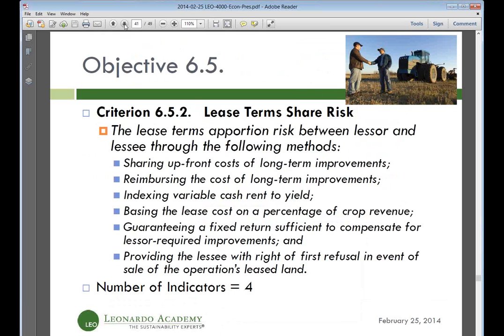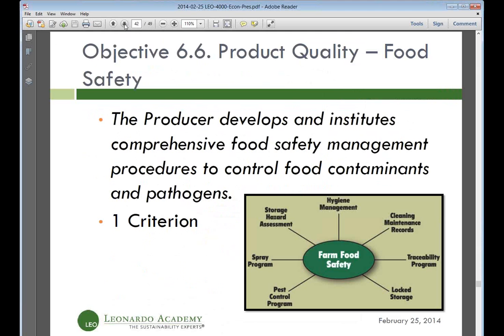And finally, looking at objective 6.6, again, it's hard to overemphasize the importance of product quality and food safety in agricultural production. So again, it's difficult to remain a viable economic entity if the market loses faith in your product. So we think it's critical that operations adopt a food safety management process that ensures the safety and quality of their product.